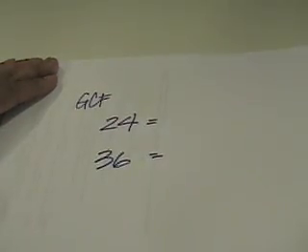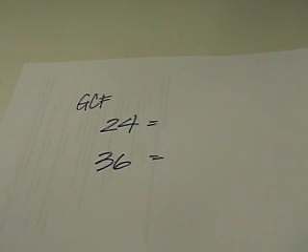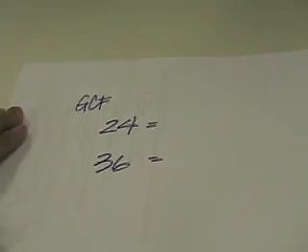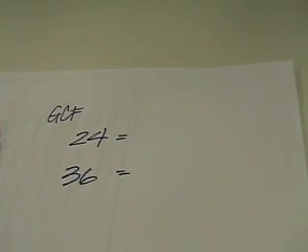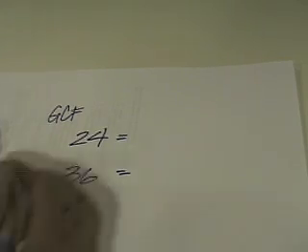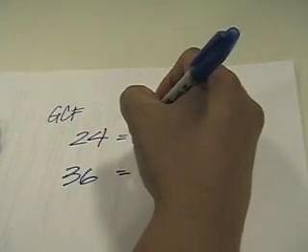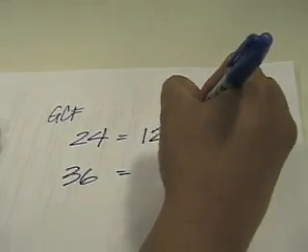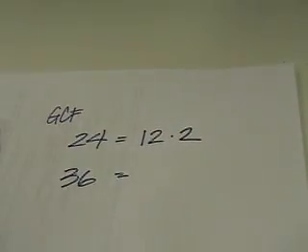First I have to ask myself, and you've got to know your times tables really well to figure this out, what comprises the number 24? Well, since it ends in a 4, it's got to be even, so it's got to be 2 times something. So 24 divided by 2 is 12, so that's 12 times 2. 12 times 2 equals 24.